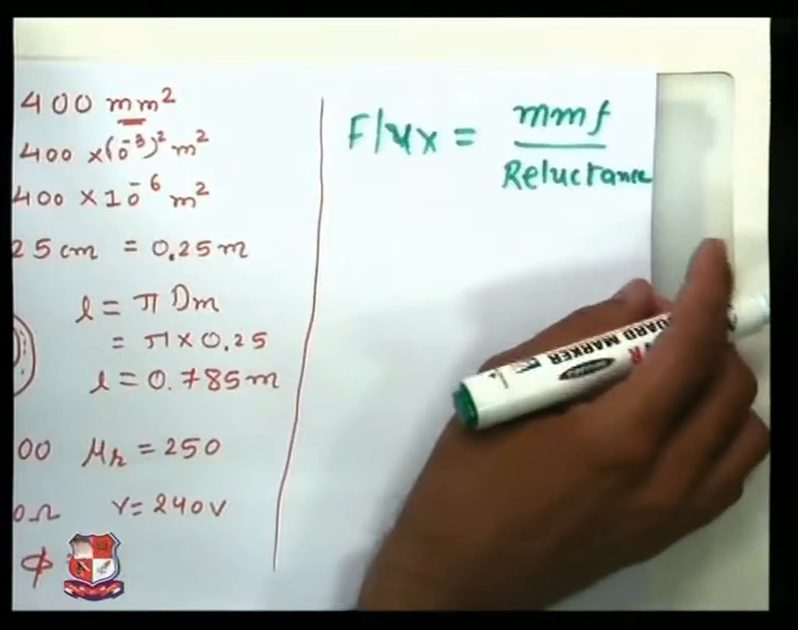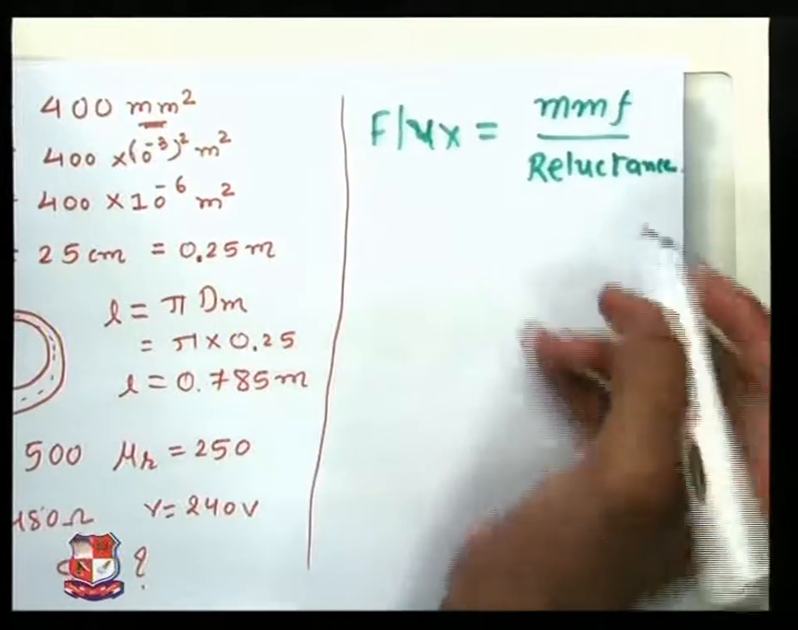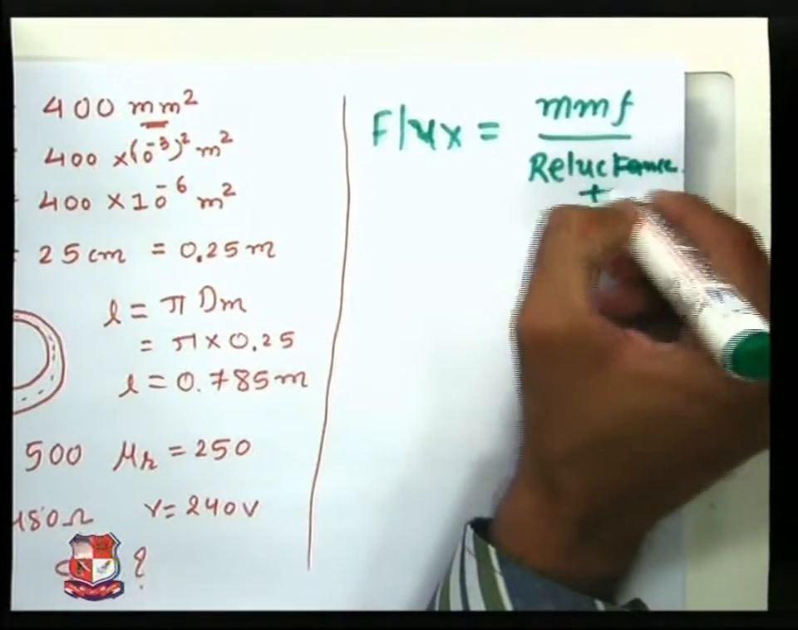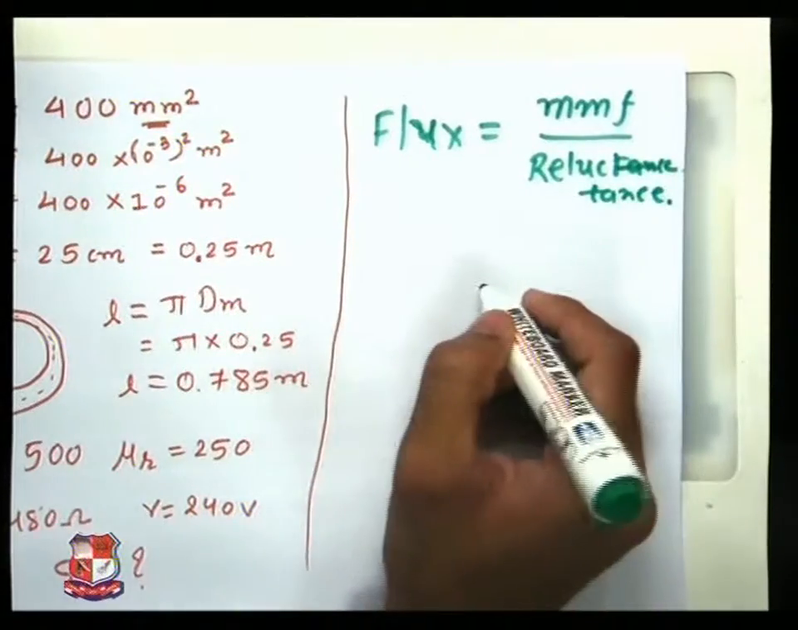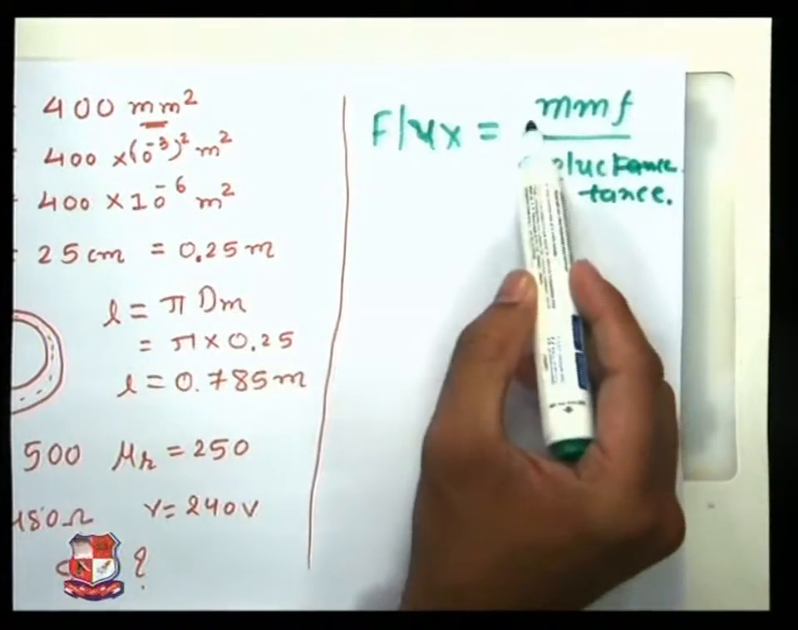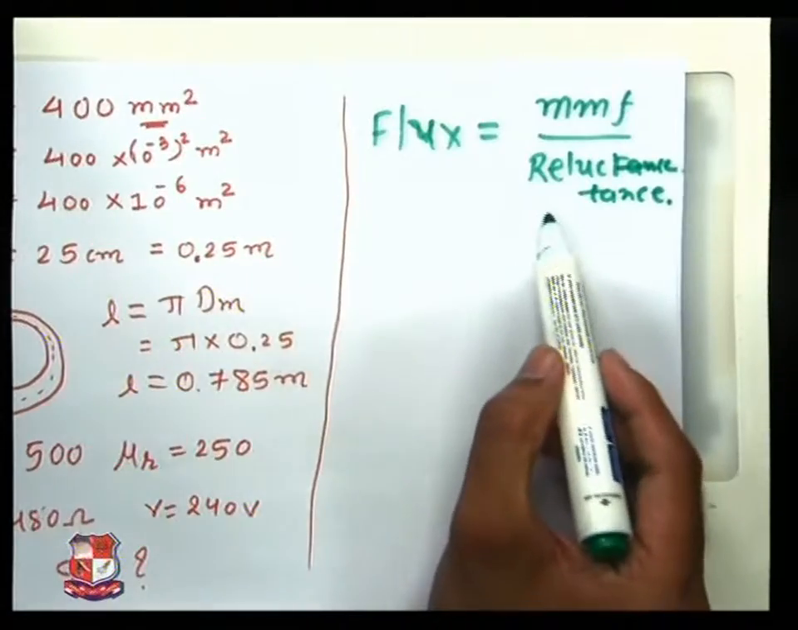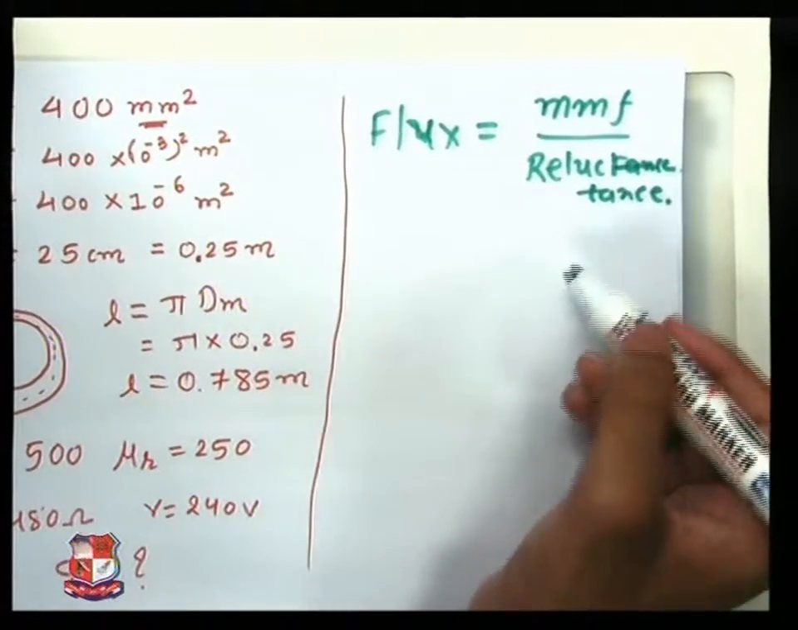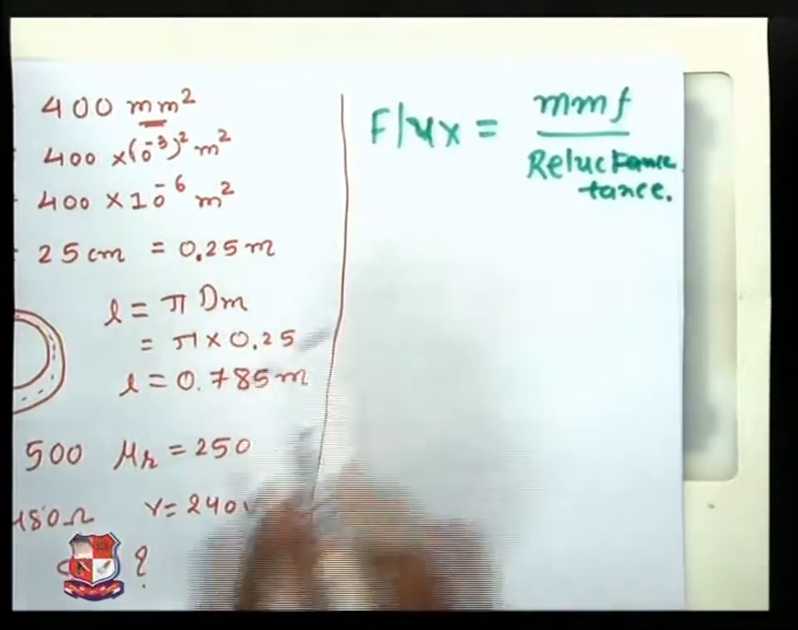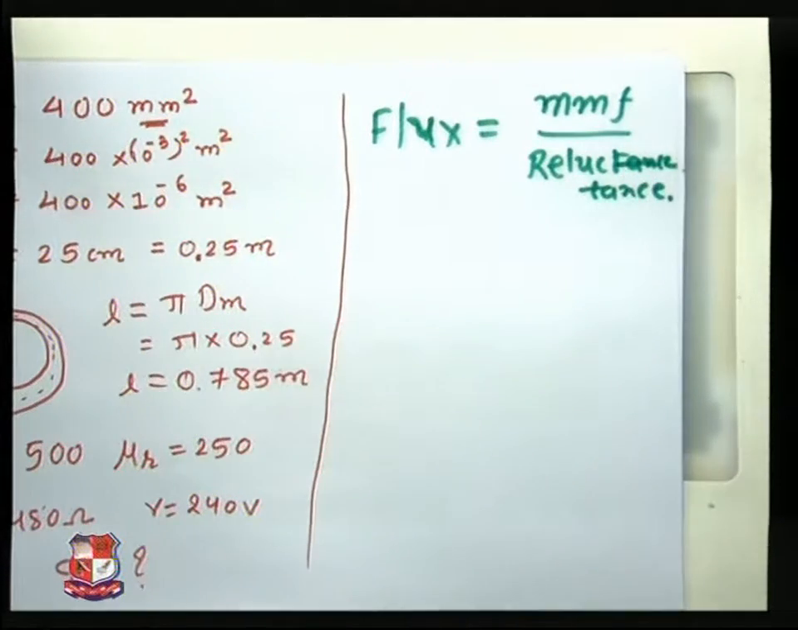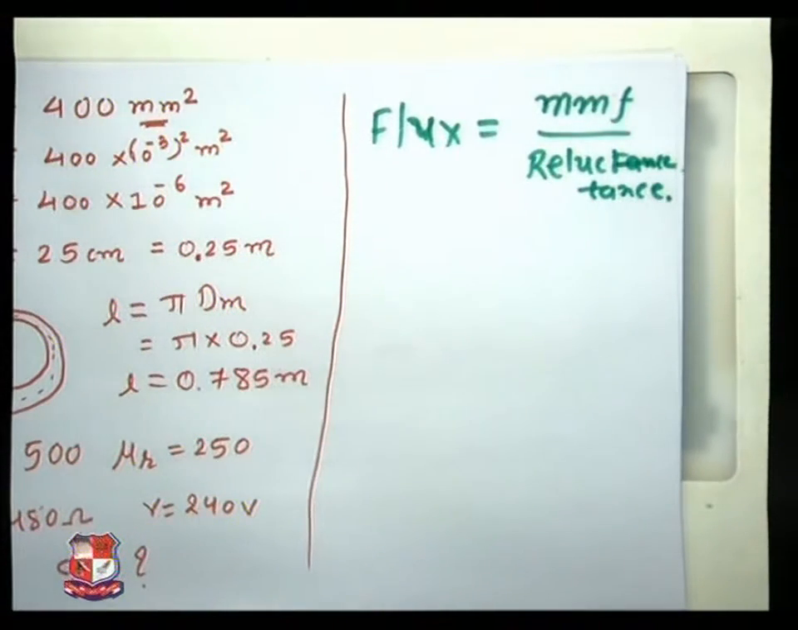So we have to find the formulas for mmf and reluctance. First we find the value of mmf, then the value of reluctance, then we can find the value of flux. So first go with the mmf.